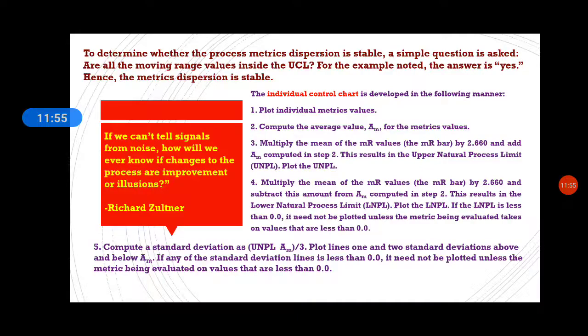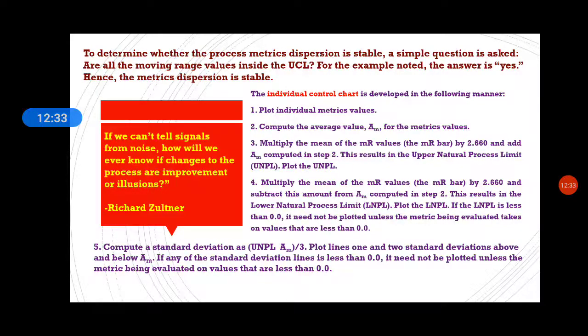The next step is to multiply the mean of the MR values, represented by MR bar, with the constant value 2.660, and then add the average value for the metric values computed in step 2. This results in the upper natural process limit, represented by UNPL. Then plot it.